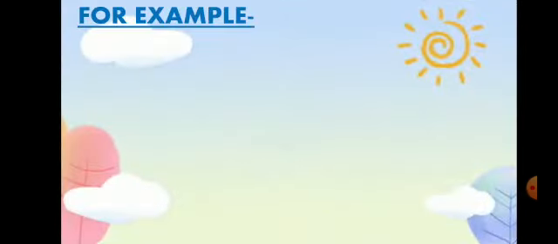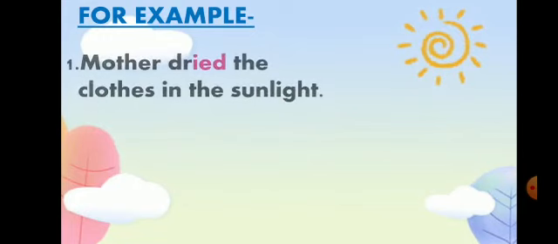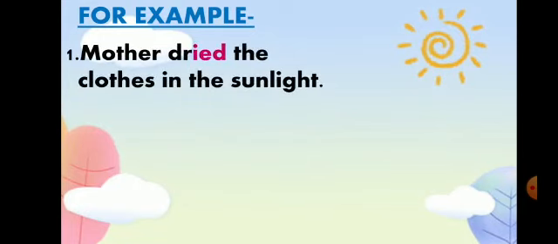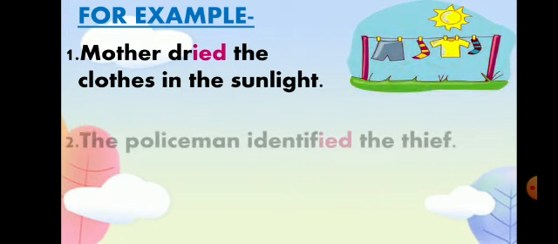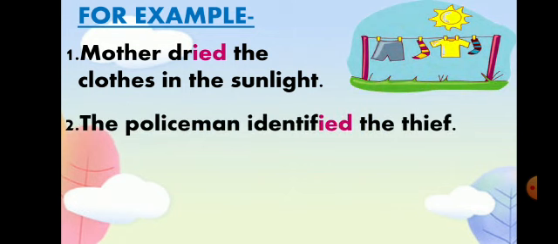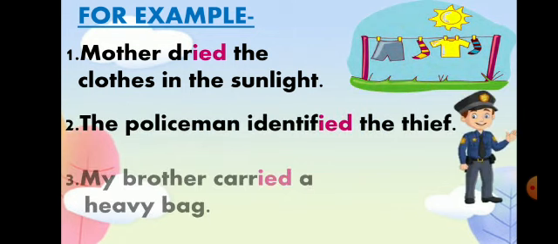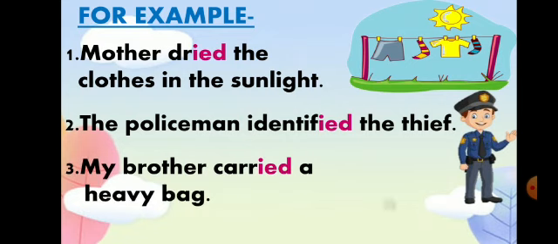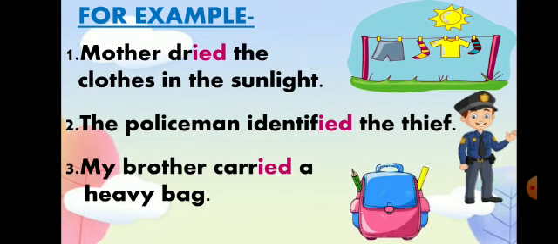Now here are some examples of ied added verb forms. Mother dried the clothes in the sunlight. The policeman identified the thief. My brother carried a heavy bag. Here you can see that in the verbs like dried, identified and carried, we have dropped the y and added ied.